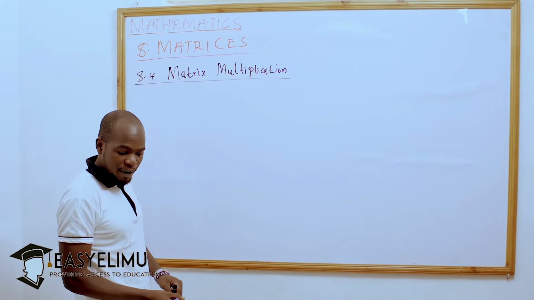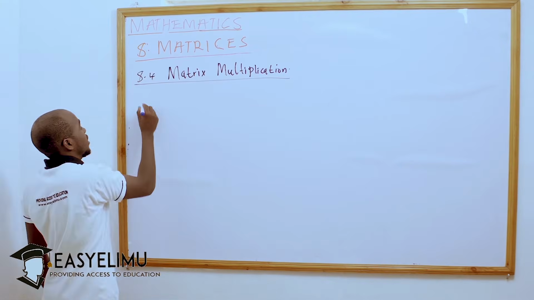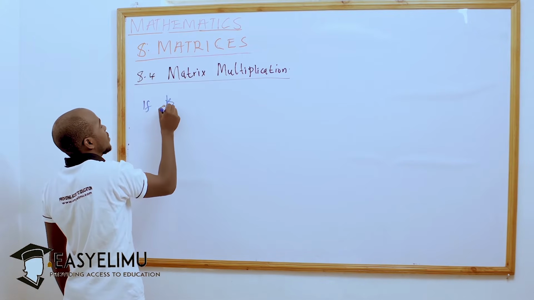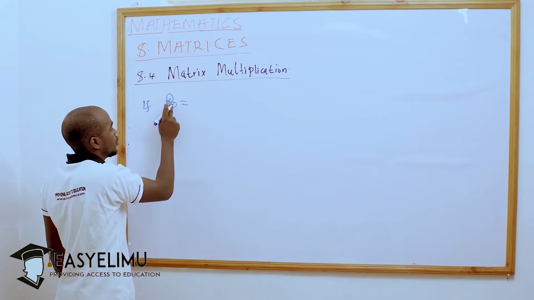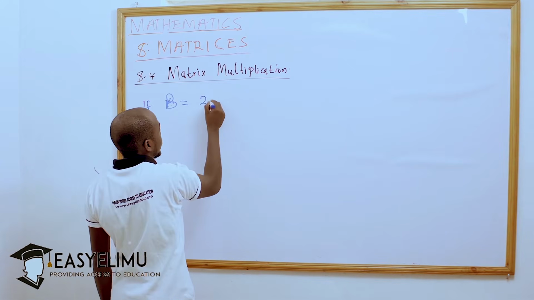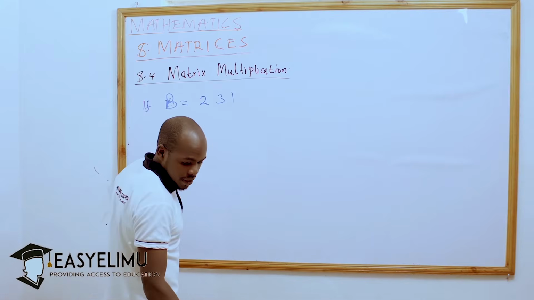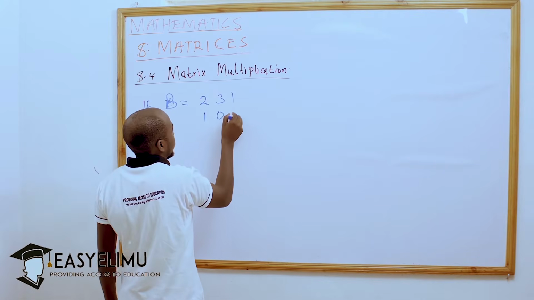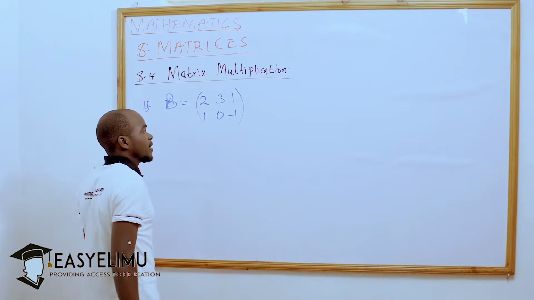I'll give you an example. I want you to go and work it out. If B is equal to the matrix 2, 3, 1 and 1, 0, negative 1, I want you to find 5B.